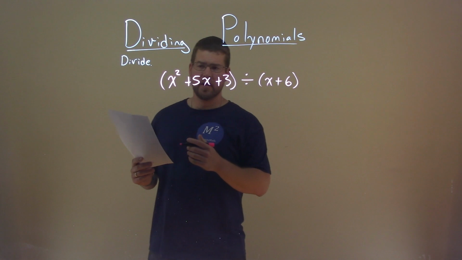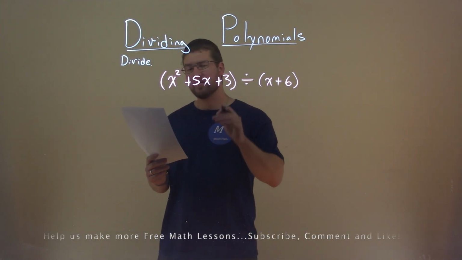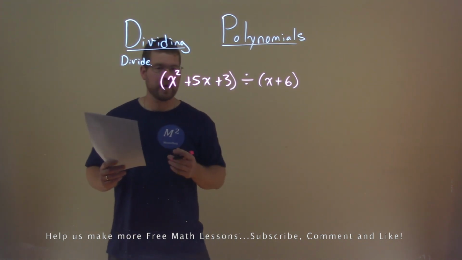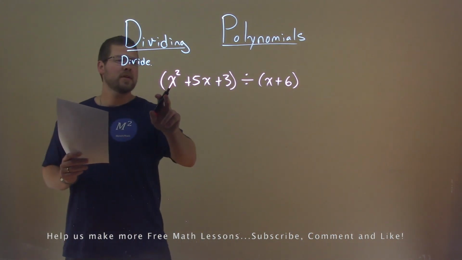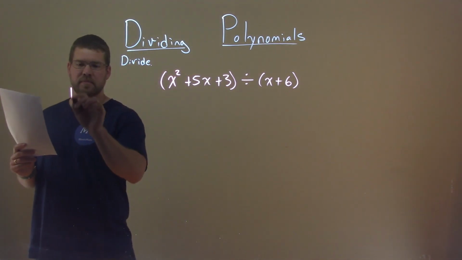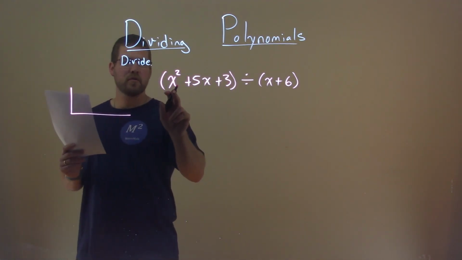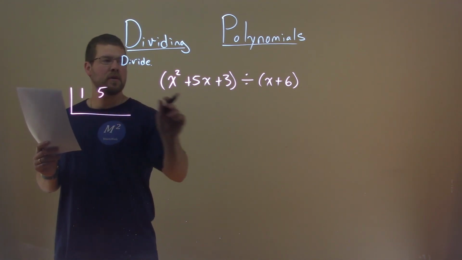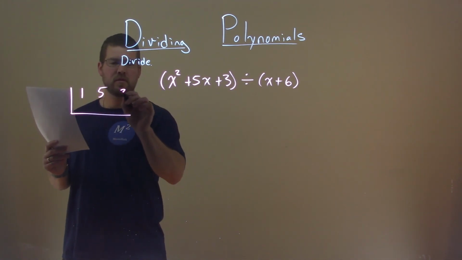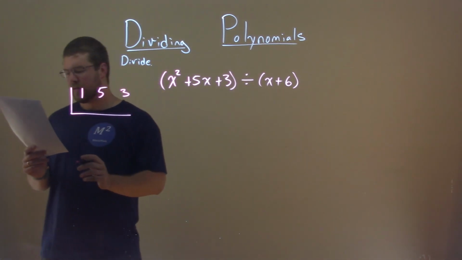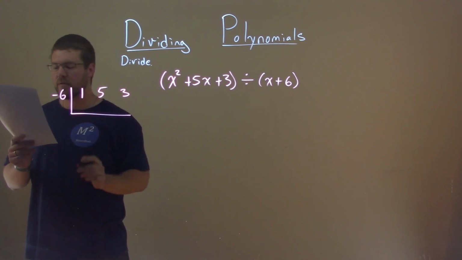We're given this problem right here, x squared plus 5x plus 3 divided by x plus 6, and we need to simplify. Well, we want to write this in synthetic division. Look at our coefficients. In front of an x squared is a 1, in front of an x is a 5, and in front, well, just a 3. We have x plus 6. Opposite of plus 6 is a minus 6. So minus 6 goes here.